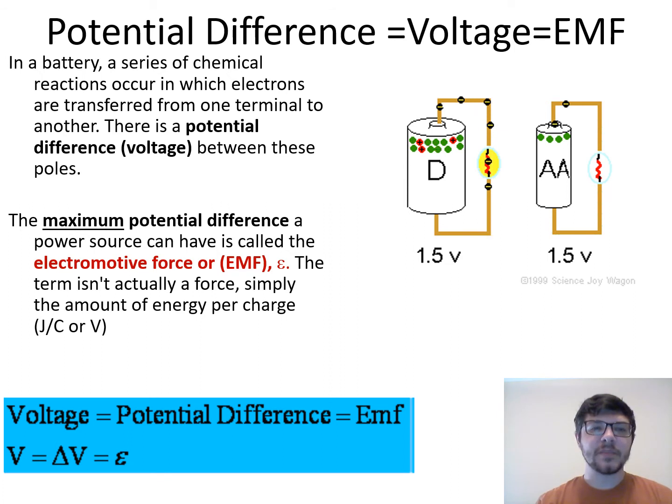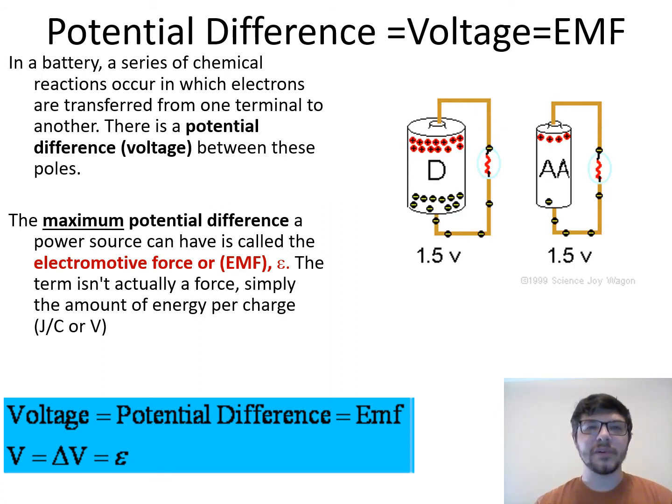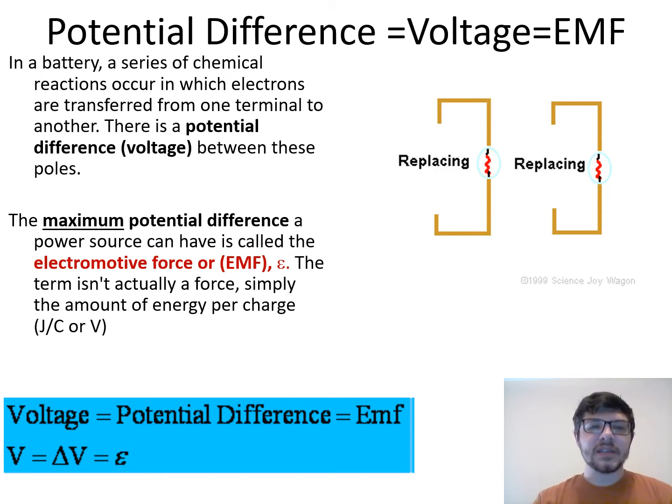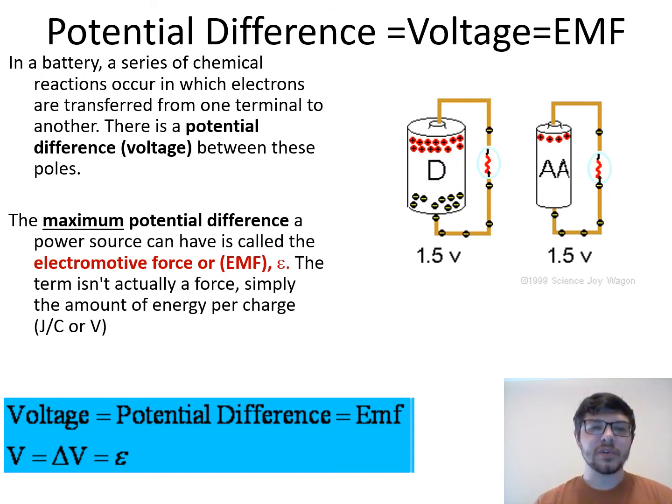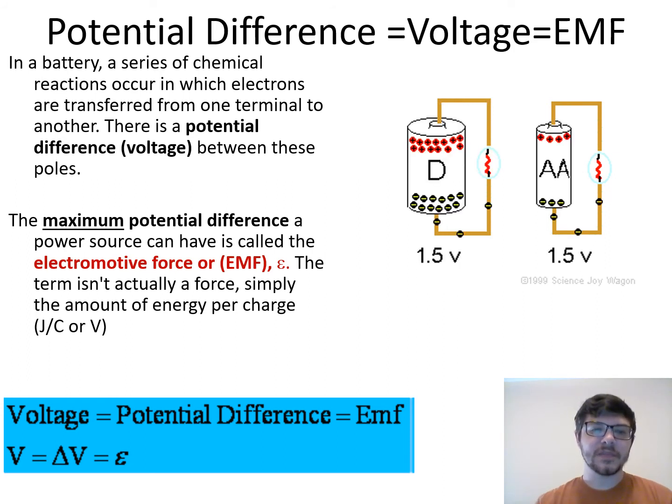So the maximum potential difference is called the EMF, or electromotive force. Technically, it's not really a force, but whatever. And this is joules per coulomb. So that's your energy, joules per coulomb, that's your charge. And this is how you get voltage. So voltage, another word for that is potential difference, or EMF, and it's measured with V for volts.